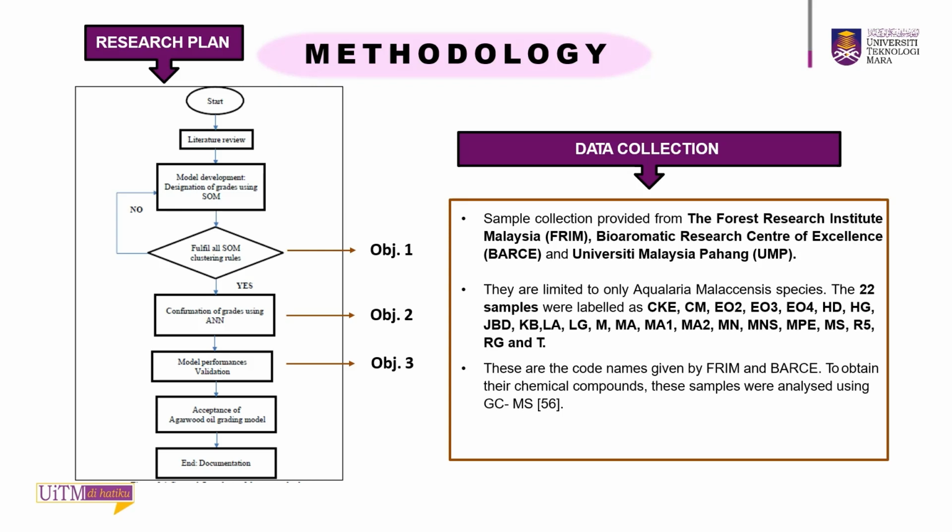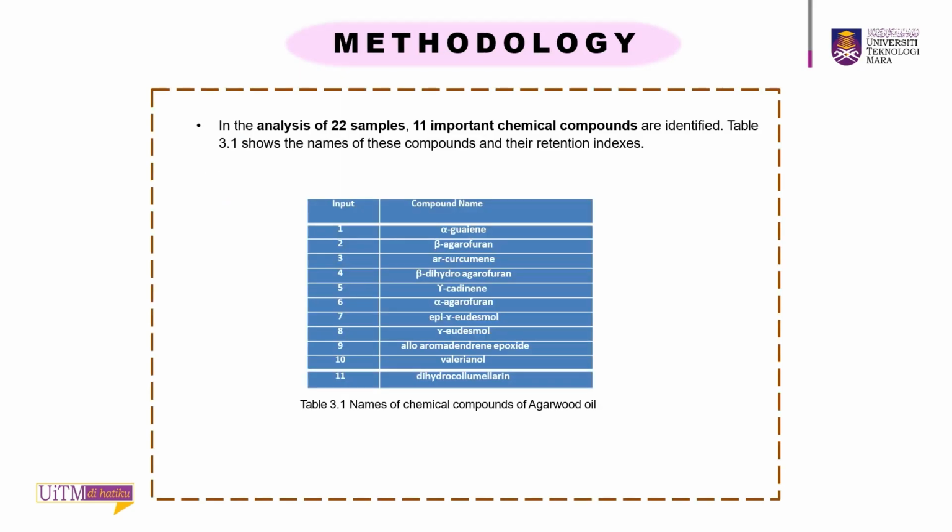For the data collection, we have 22 samples labeled CEEE, CM, and so on until the T grade, as mentioned in this slide. These code names are given by FRIM and BARSI. To obtain their chemical compounds, these samples were analyzed using GCMS. In the analysis of the 22 samples, 11 important chemical compounds were identified. This table shows the names of the compounds and the retention index.